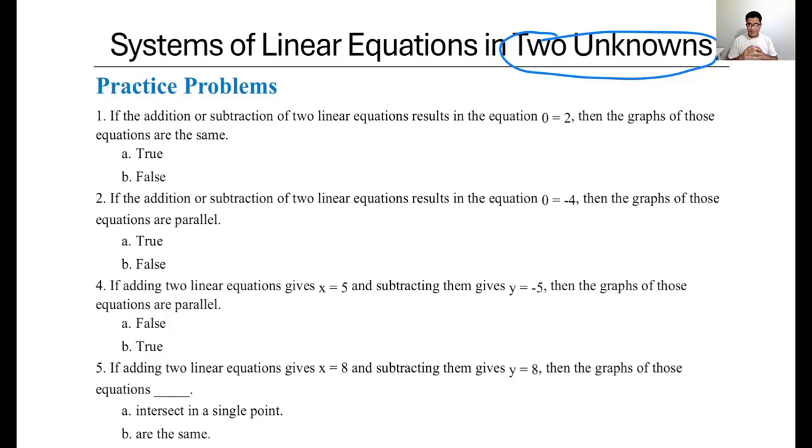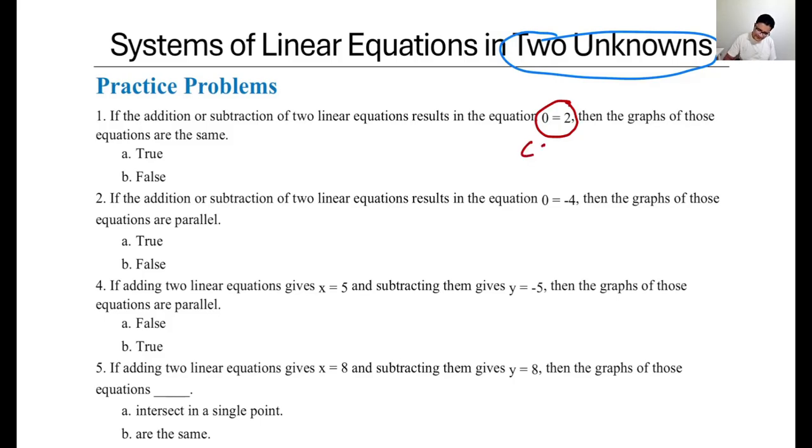Let us start. If the addition or subtraction of two linear equations results in the equation 0 equals 2, then the graph of those equations are the same. How true is that? The analytic part here is this part. You arrived at the situation 0 equals 2 at the end. That doesn't sound correct, right?